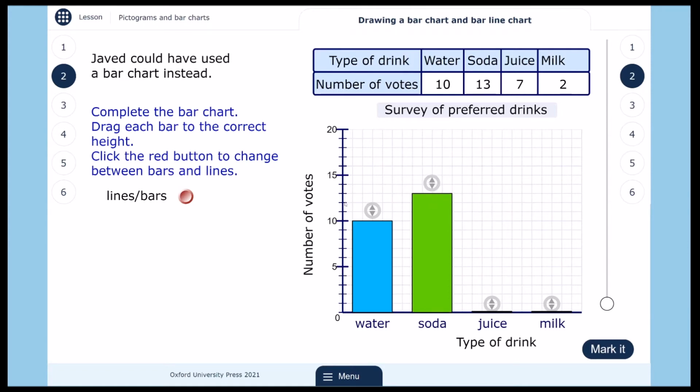It's really important you look at your scale and see how much each jump is worth. In this case, each square up is worth 1. Juice got 7, so I can go 5, 6, 7. And milk got 2, so 1, 2. This is my completed bar chart, and as before I can mark it to check everything's right.